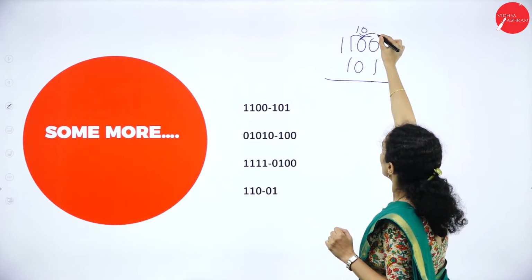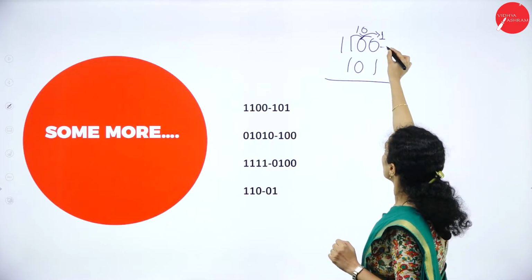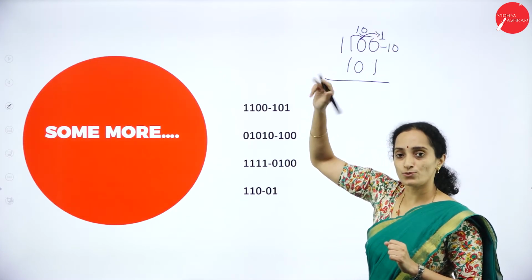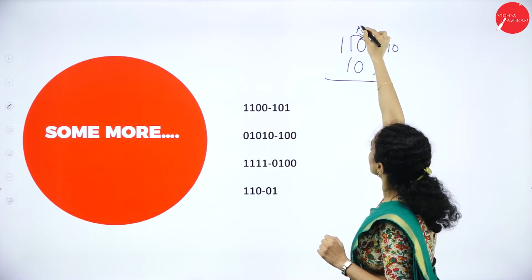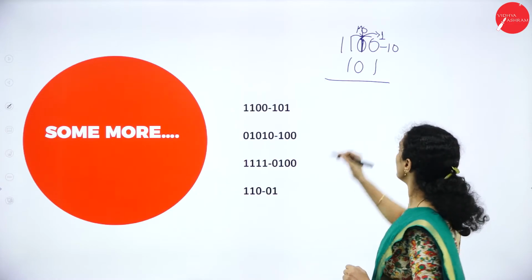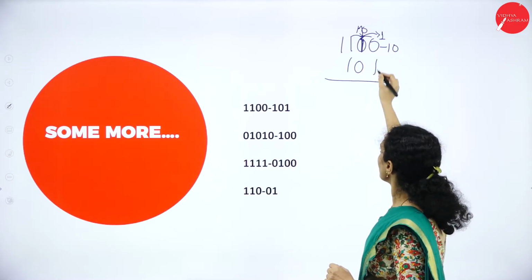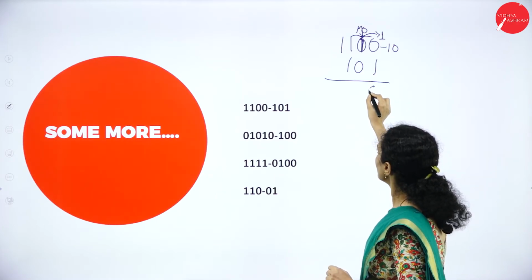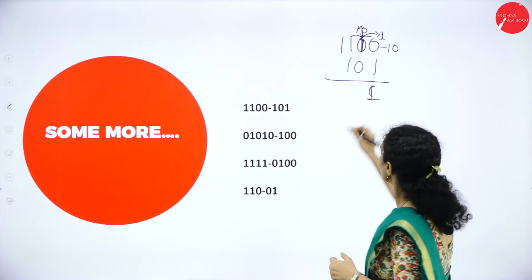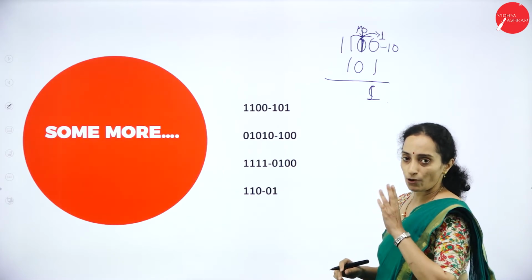Now from 2 I will take a borrow of 1. This will become 1, 0. So when 1 is removed from 2, there remains 1. That means instead of 0, we have 1 now. Okay, 0 minus 1 will result in 1. From the rule, 0 minus 1, the result will be 1 with a borrow of 1.